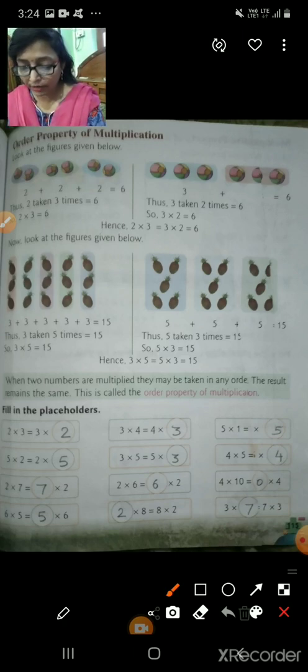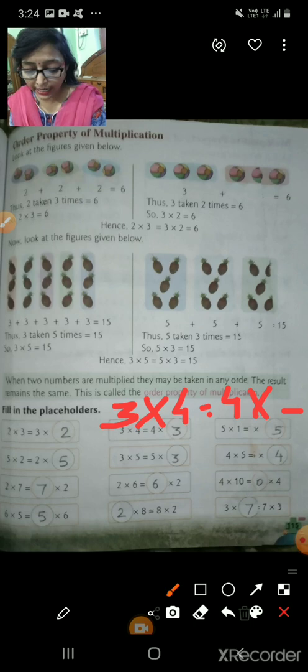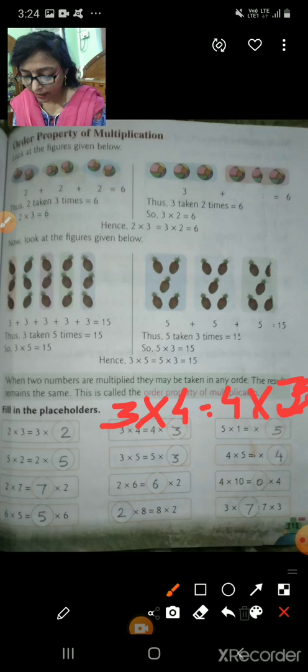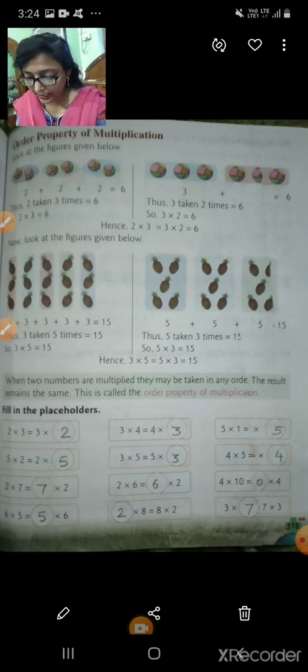Like this, you can see in the second example also, 3 into 4 is equal to 4 into what? So you will see that 4 is given and 3 is missing. So you will write here 3. Okay. 3 into 4 is equal to 4 into 3 will be here. So whichever number is missing, just fill in that number. Its answer will always be the same as I told you in my first video.